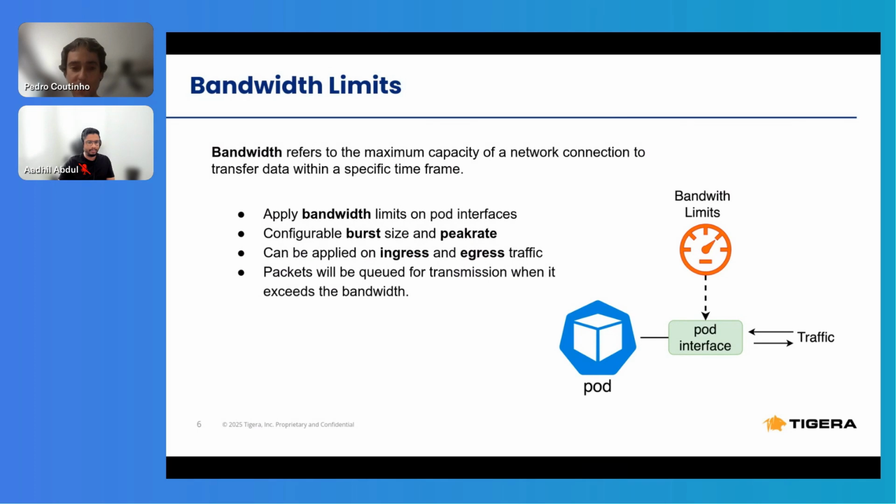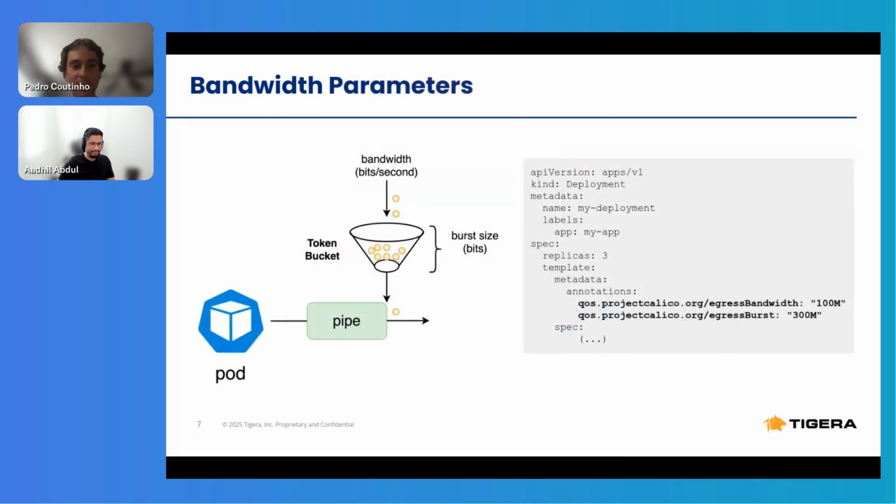These can be applied independently for egress and ingress traffic, so traffic out of the pod and into the pod. And there is a buffer calculated from these parameters. The packets that are exceeding the bandwidth are queued for transmission when they're able, in a manner that respects the limits.